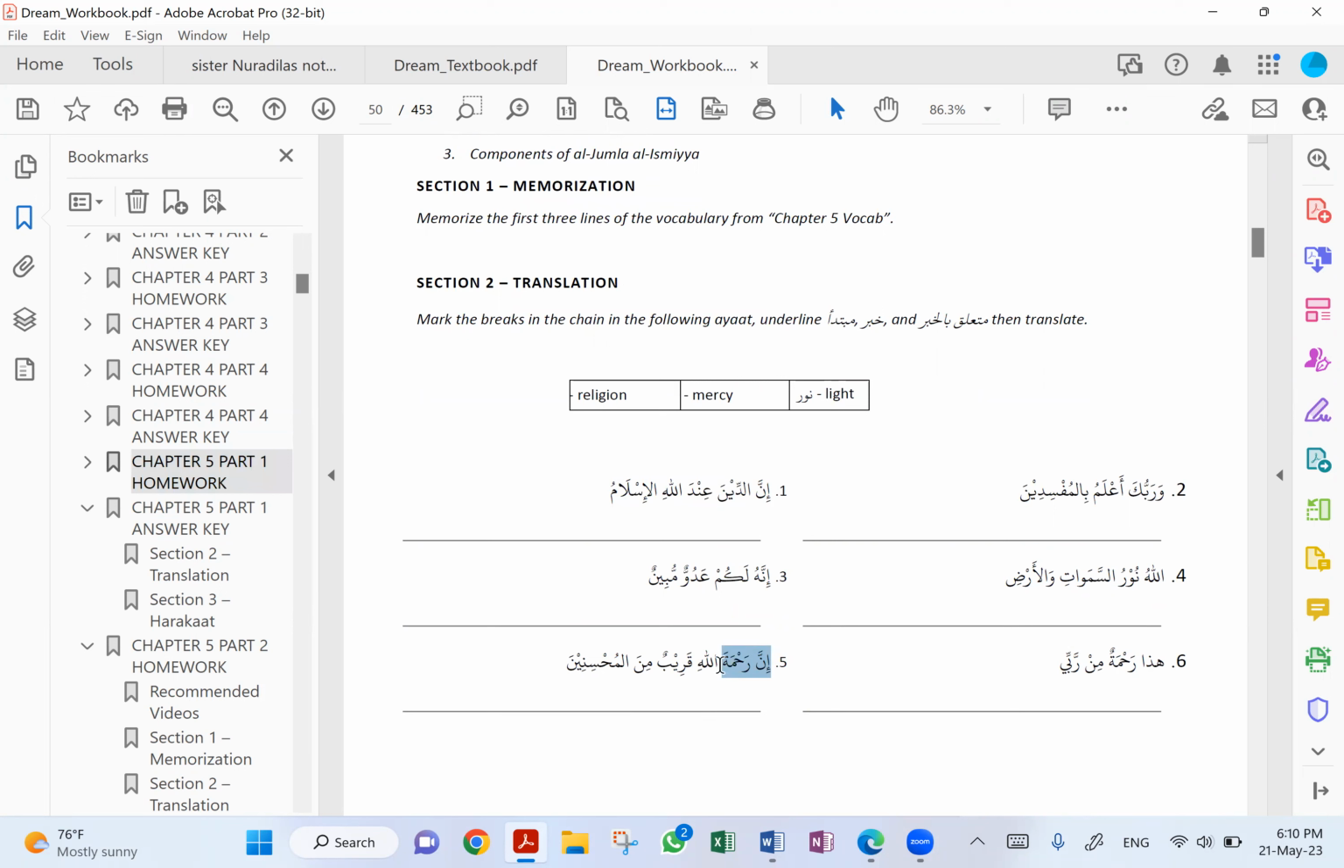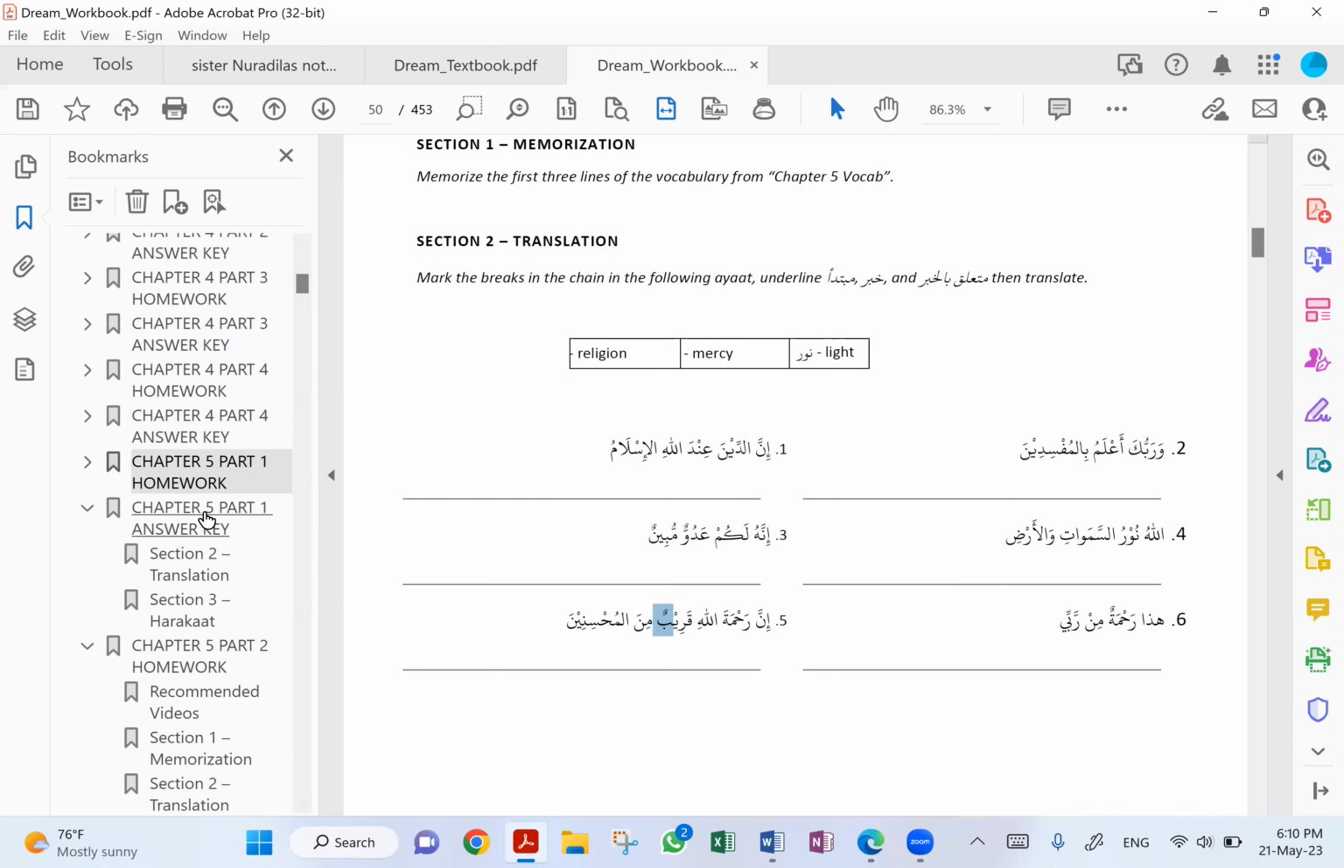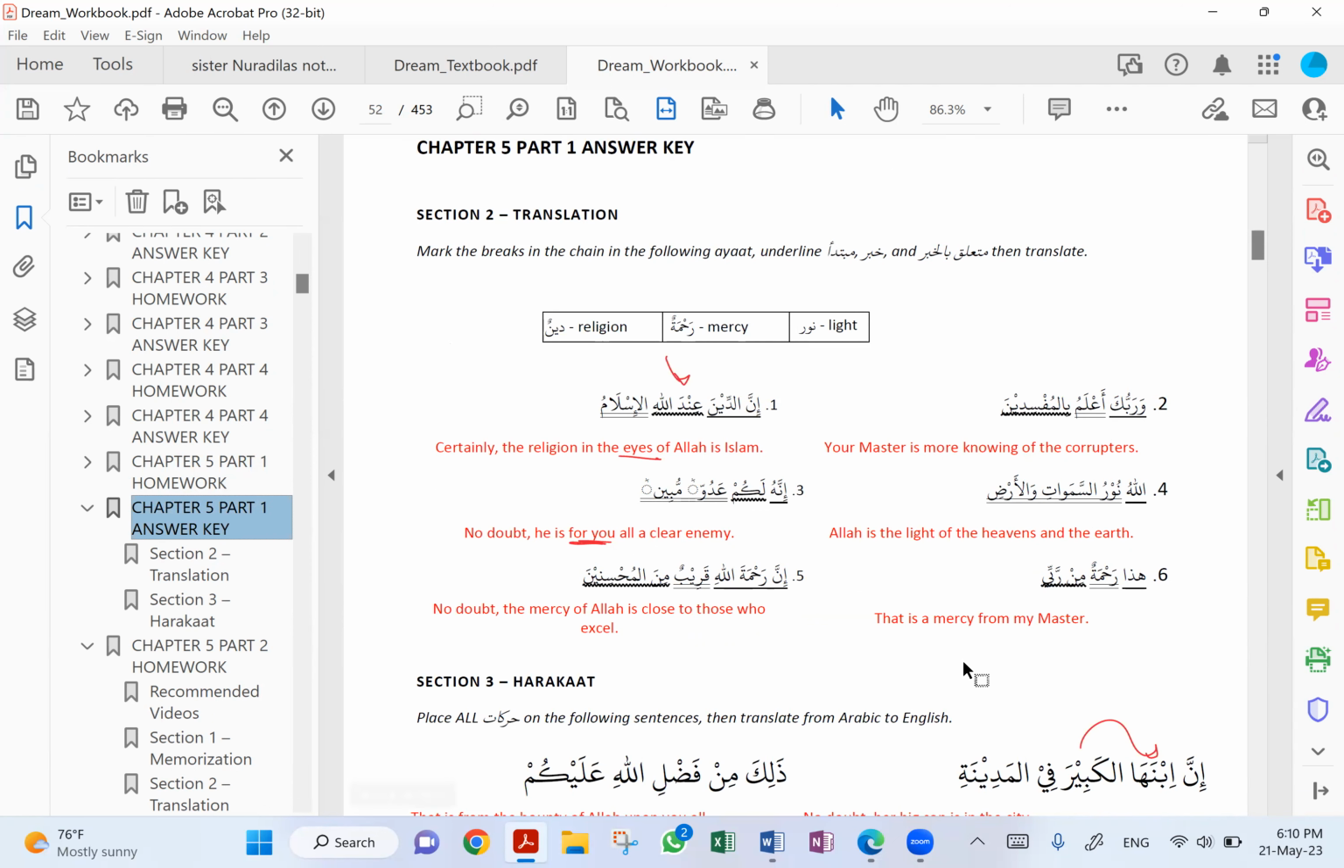Or inna rahmatallahi. You see that's a joint thing. Qareebun, breaking the chain. Min al muhsinin. Min al muhsinin will be the muta'alliq. So you do these exercises, and then after that, you go to the answer key and check, how did I do?